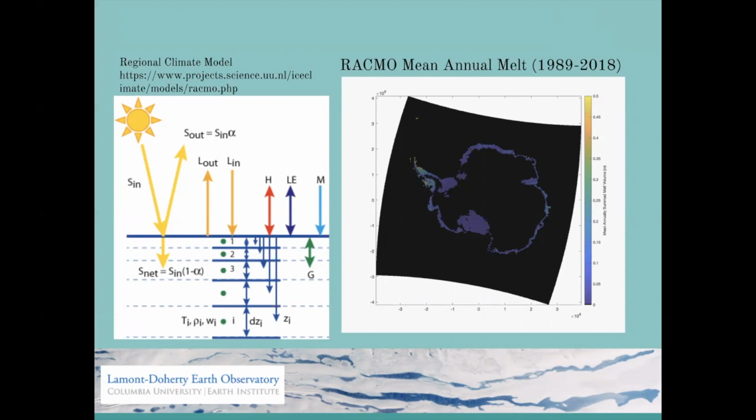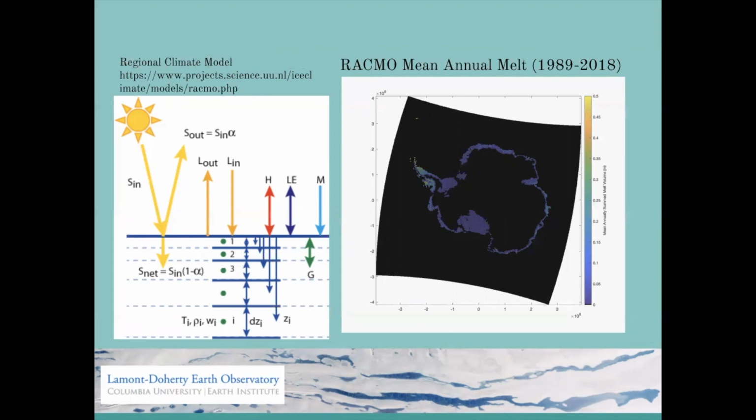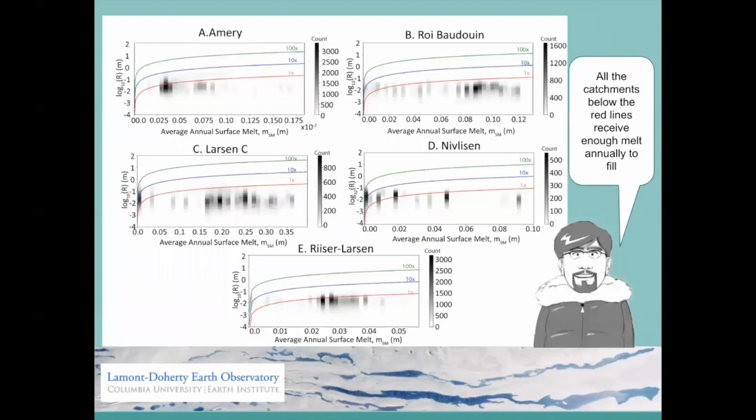So here we're using the regional climate model RACMO, which is a gridded climate reanalysis model run over 1989 to 2018. And one of the daily outputs is annual melt. And we can then take the mean annual melt and compare it to these catchments.